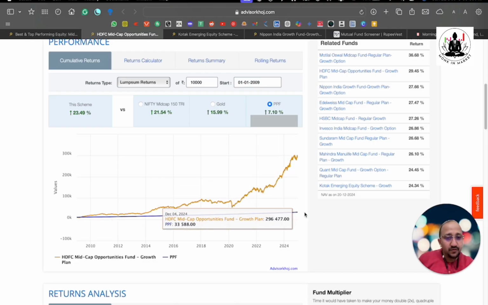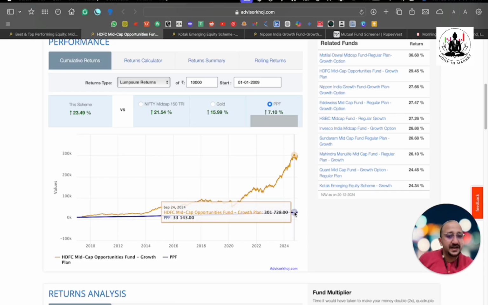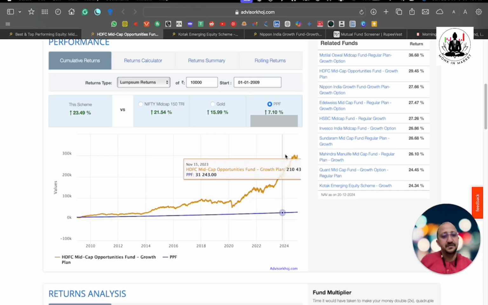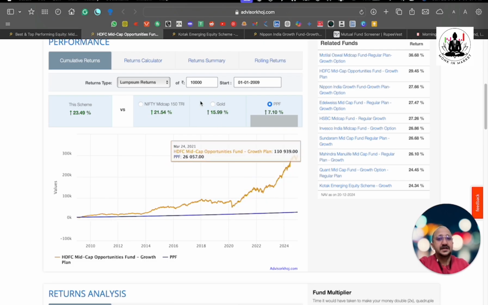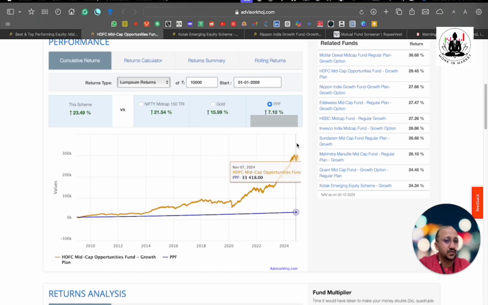So if you would have invested your money in FD, RD, the money would be 33,000. That's it in FD, RD, PPF. But in mutual fund, see guys, it is 3,72,000. See the difference, guys. There is a huge difference over here. From just 10,000 rupees invested in 2009, today would have been 3 lakhs. So that is why start as early as possible.